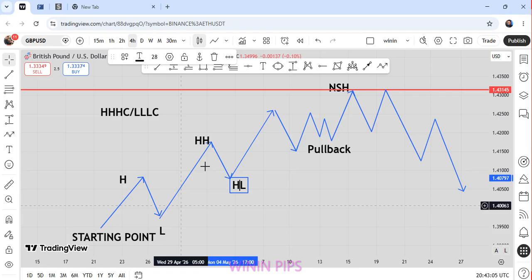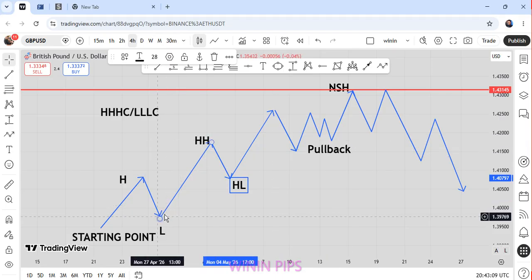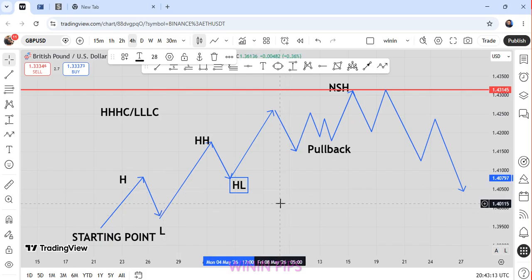So you could see that none of the pullbacks here was able to break the low. The moment the low is broken, it means there has been a shift in the market, in the price action. So the price is moving from uptrend to downtrend, but mostly it consolidates before changing to downtrend, or at times it just changes straight away. So you should be mindful.